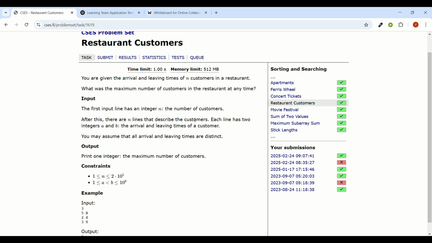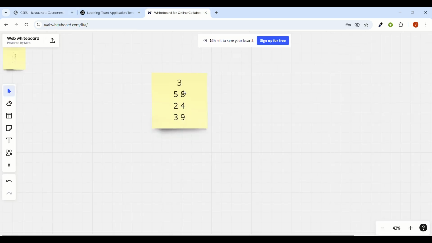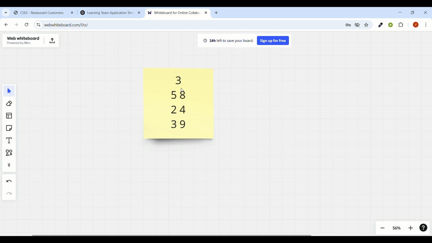So what we have to do is find out the maximum number of customers at any particular instance. That is, what would be the maximum number of customers in this restaurant at any instance. So how would we approach this problem? Let's first see the test case. So this is the test case given to us.